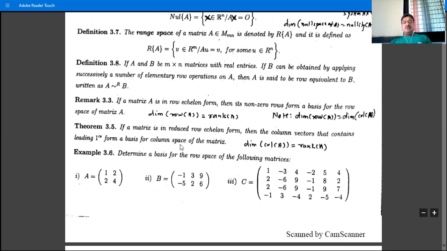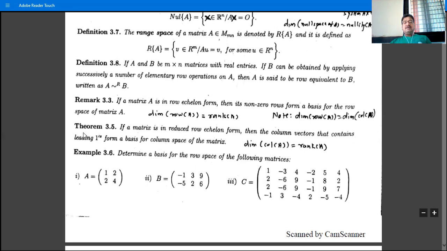And in order to find the basis and dimension of the column space of matrix A, use this theorem: if a matrix is in reduced row echelon form, then the column vectors that contain leading ones form a basis for the column space of the matrix. And the corresponding columns in A form the basis for the column space of matrix A.